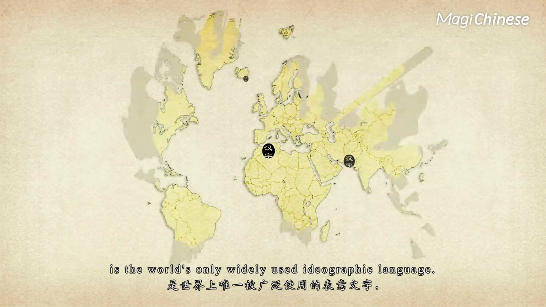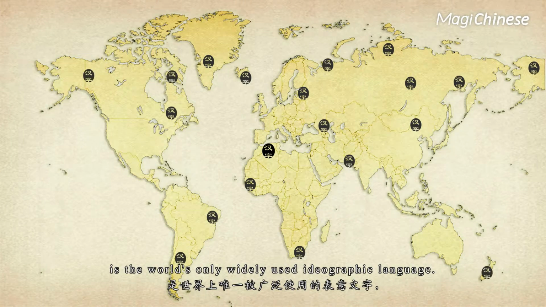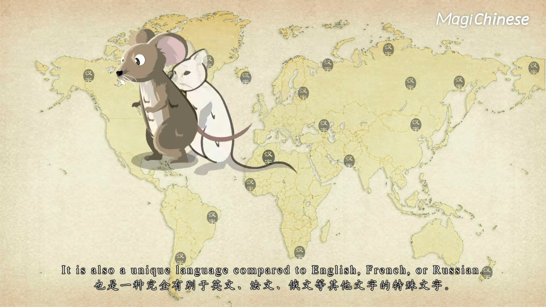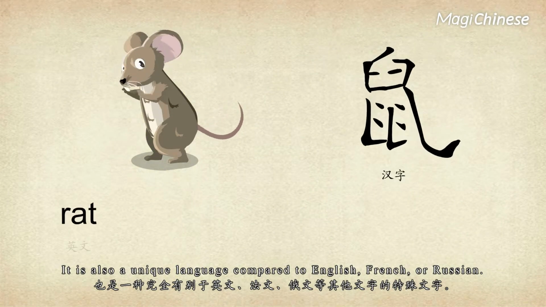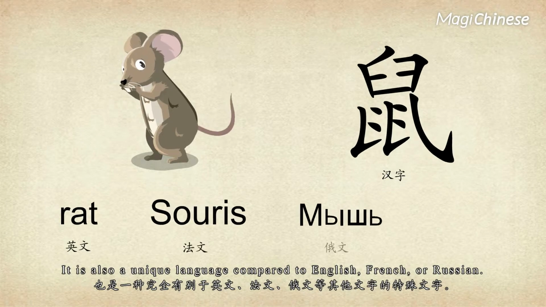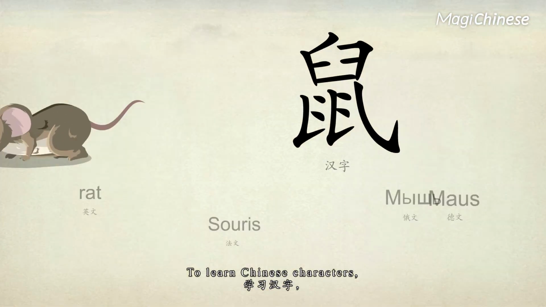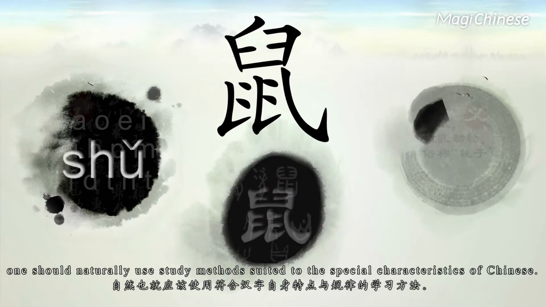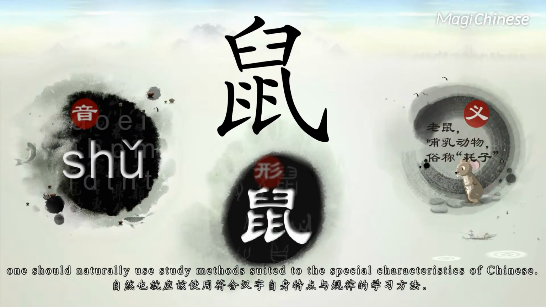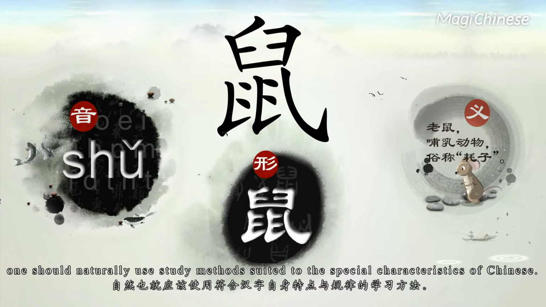Chinese is the world's only widely used ideographic language. It is also a unique language compared to English, French, or Russian. To learn Chinese characters, one should naturally use study methods suited to the special characteristics of Chinese.